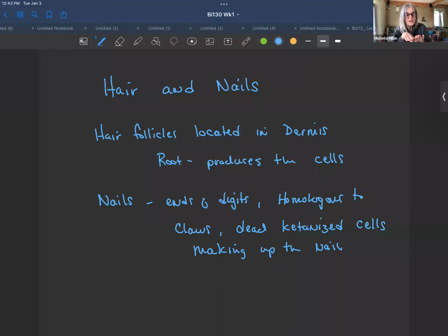So when you look at your fingers, they're generally pink in coloration. And if you've ever ripped off a fingernail, you know that you will bleed excessively when you do that, because the underlying dermis is not protected. It doesn't have these dead keratinized cells protecting it. And so those are just a brief introduction to hair and nails.